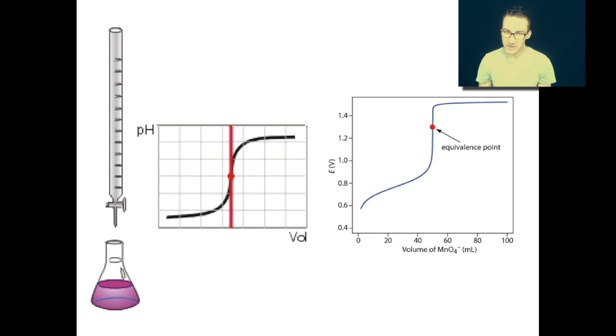But as you take a look at a titration curve for an acid-base titration versus the titration curve for a redox titration, again, you're looking for that equivalence point so that you can determine the stoichiometric relationship that exists between your two reactants.